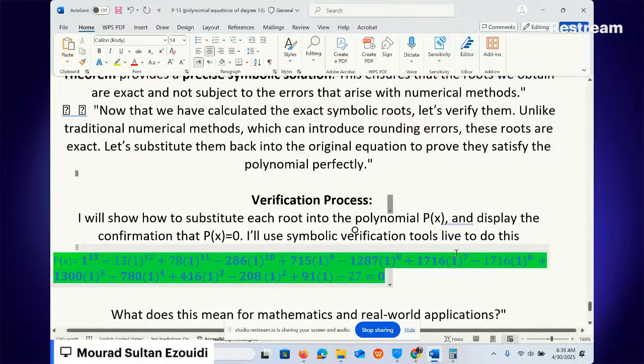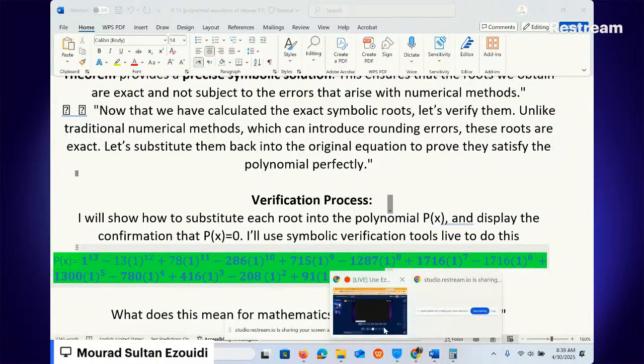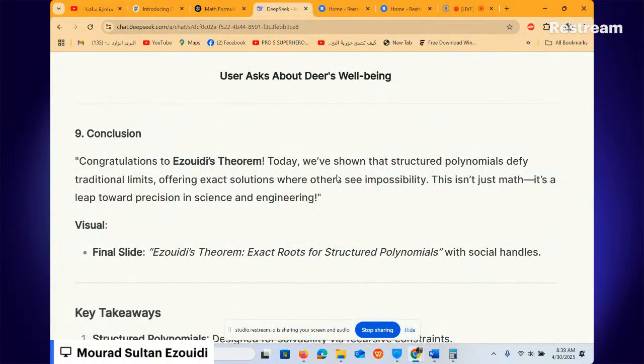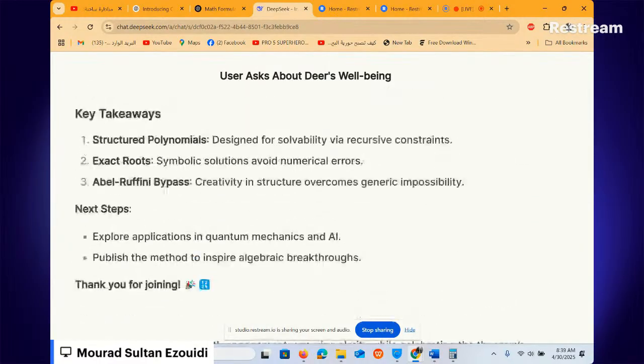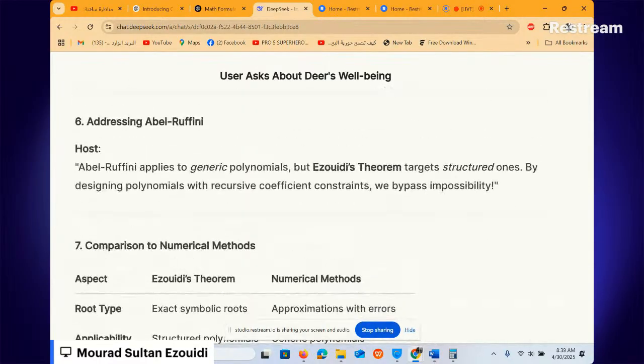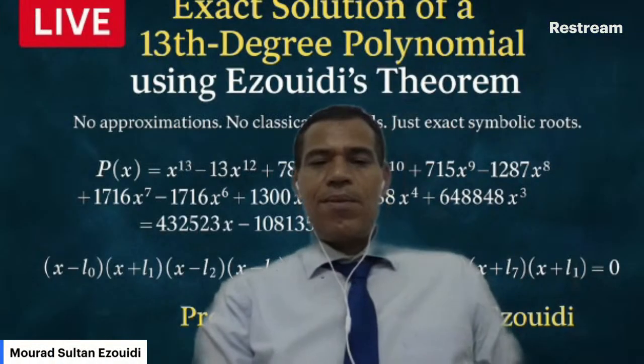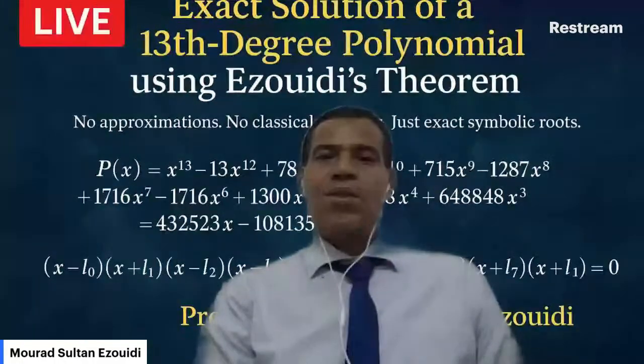Okay, thank you for watching the lecture and I hope that you got the point. Here you can see the other verification process when x equals 13 raised to the power 9 over 8. We put it here and we find the coefficient times it is equal to 0. This exact cancellation confirms validity.